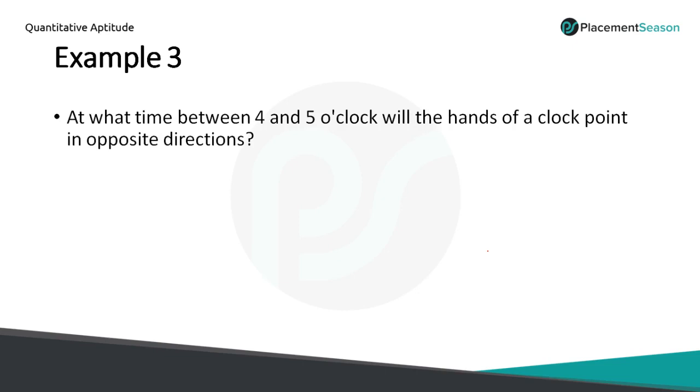Similarly, at what time between 4 and 5 o'clock will the hands of the clock point in opposite direction? So you have to find the exact time between 4 and 5 o'clock where the hands of the clock coincide or are at right angle or straight line. You will get three types of problems in this concept. We can solve these three types of problems with a simple formula.